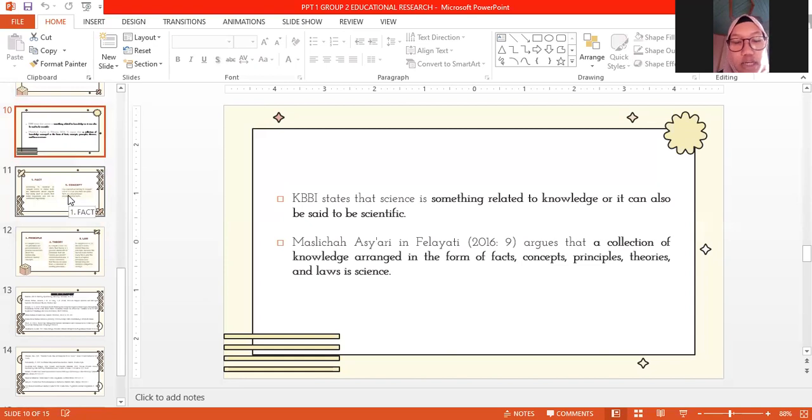The Indonesian Dictionary, or KBBI, states that science is something related to knowledge, or it can also be said to be scientific. So we can conclude that science is all about knowledge, including natural science, social science, and linguistics.